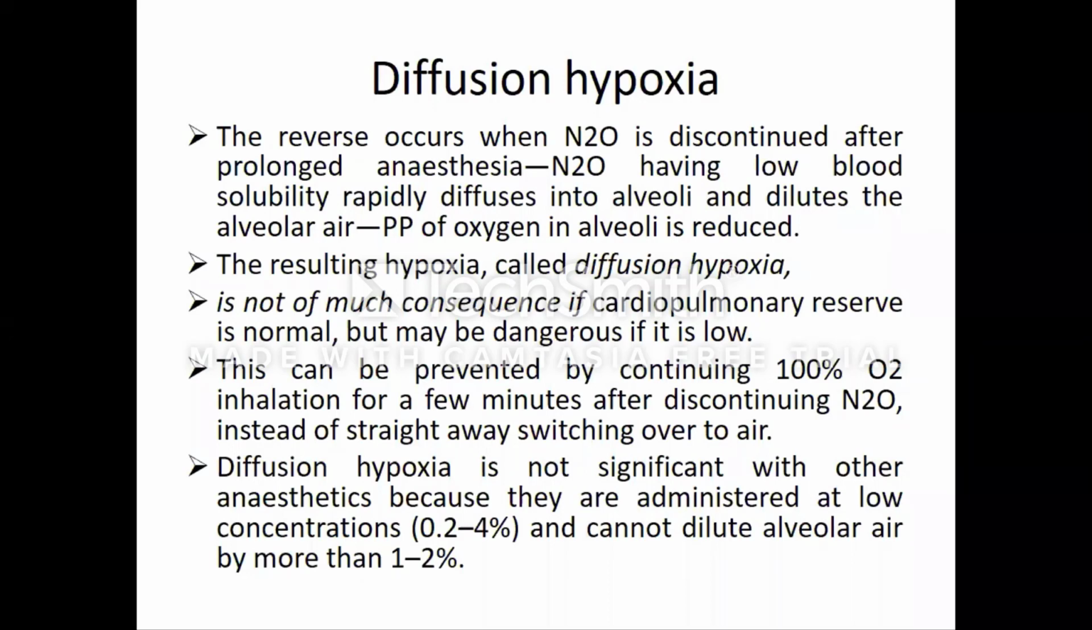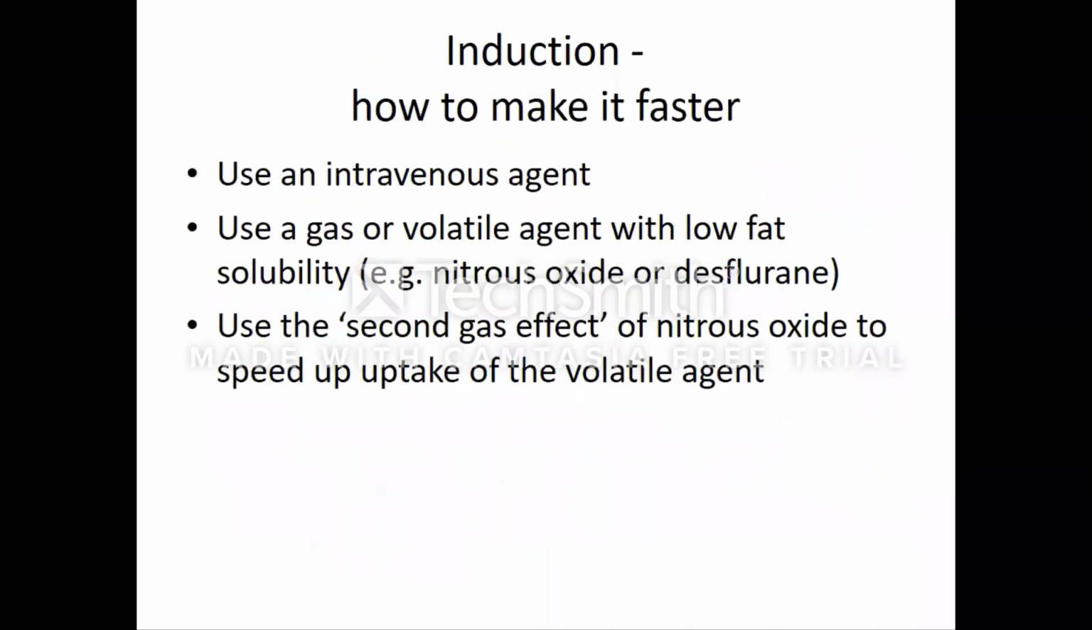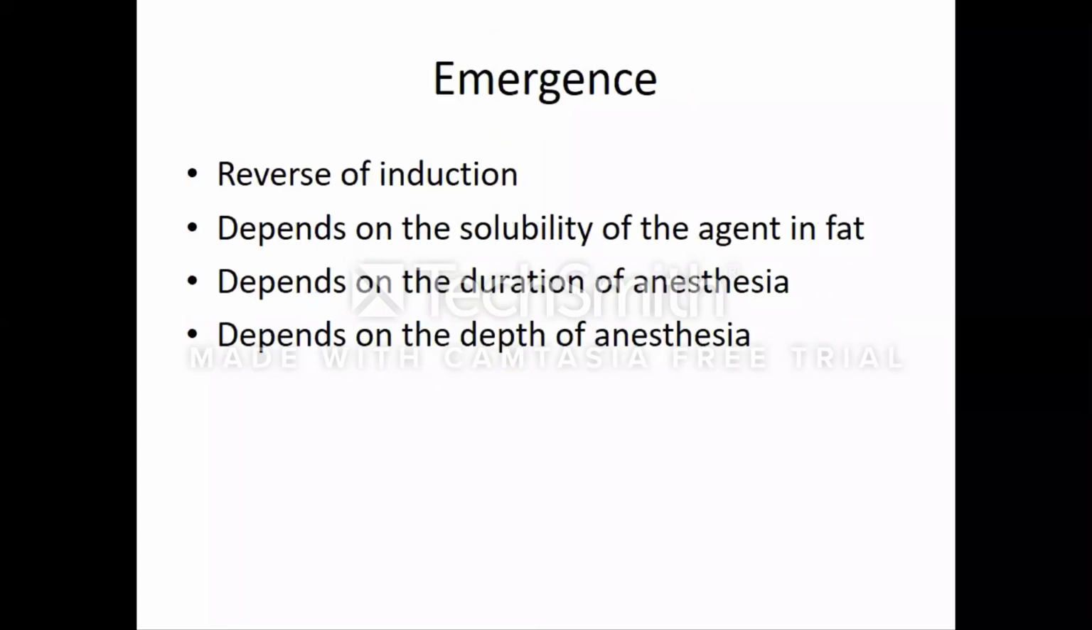Now that we have understood all the kinetic parameters of general anesthetics, we know there is induction, maintenance, and recovery, which are the three parameters that play a very important role. Now we have to understand how we can make the induction faster. You can either use IV agents to induce anesthesia, or if you are using a gas or volatile agent, you have to use one with low fat solubility like nitrous oxide or desflurane, or use the second gas effect, like combining nitrous oxide with halothane, to speed up the induction.